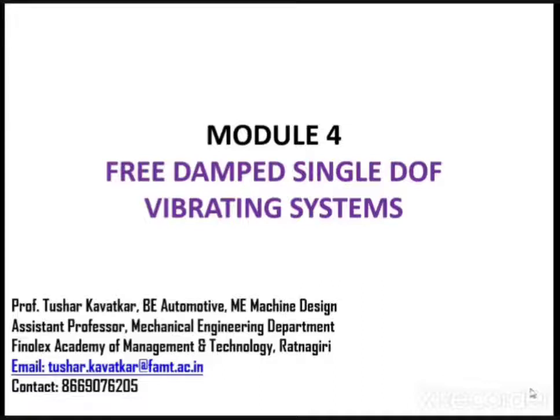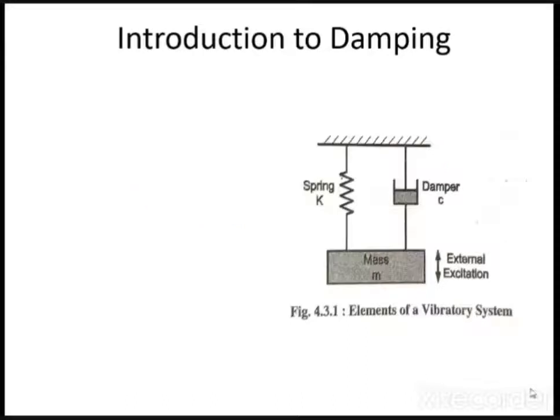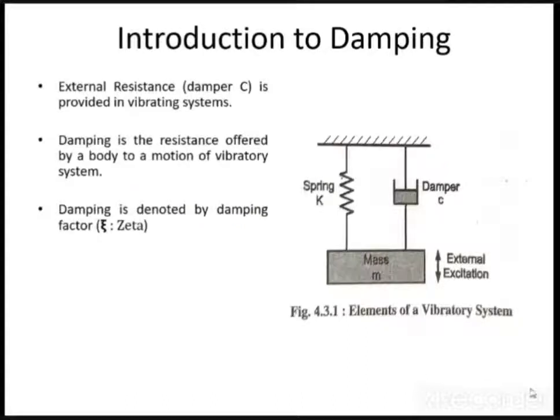System, right? Module number 3 was free undamped single degree of freedom vibratory system. As far as the last lecture is concerned, I have explained to you the introduction to damping. What is damping? What are the elements? You can see in the picture the elements of damping. That also we have seen in the last lecture.